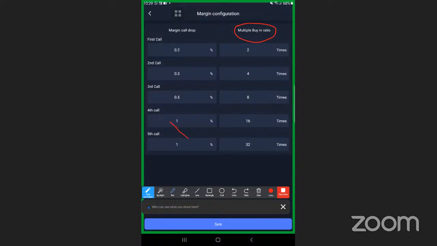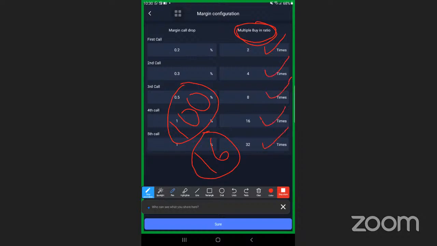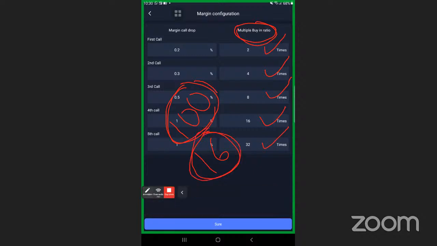Now, we have $100 as capital and $16 as our first buy-in amount. What do you think should be our multiple buy-in ratio per layer? If this is our capital and this is our first buy-in amount, how many times should the robot buy per layer? Give me an answer in the chat.